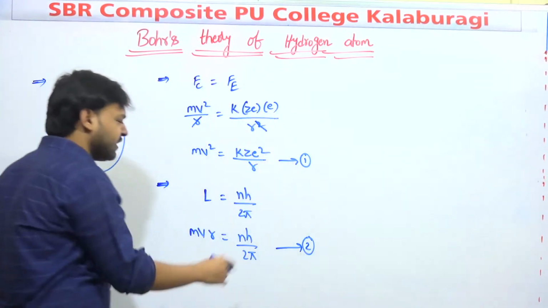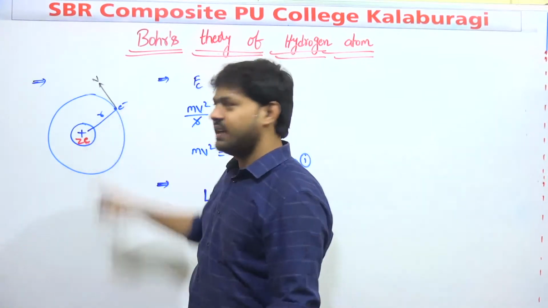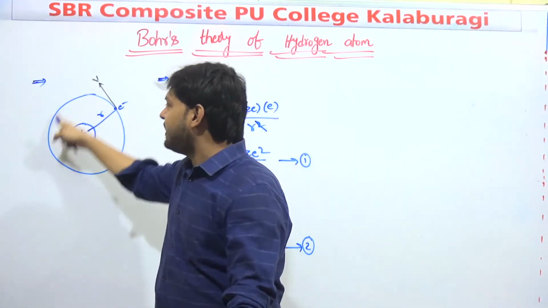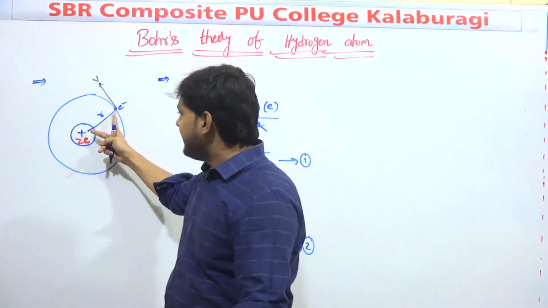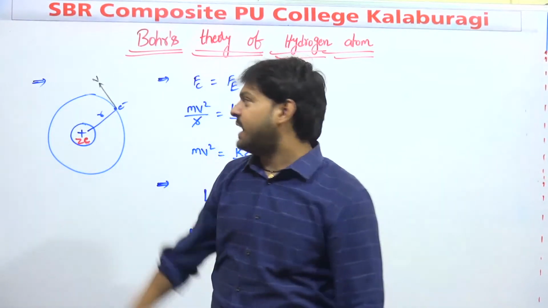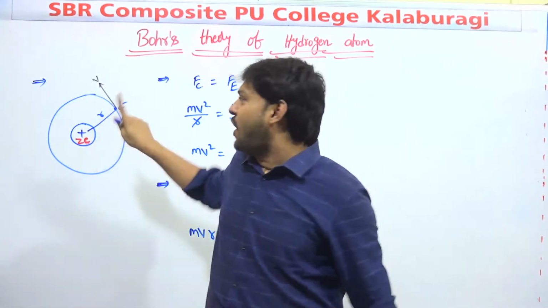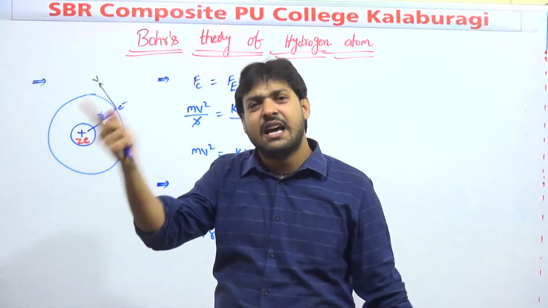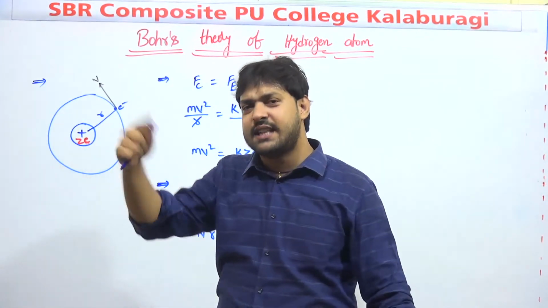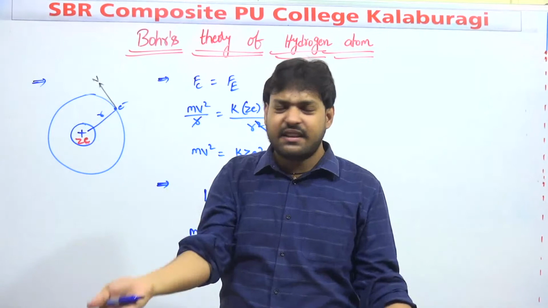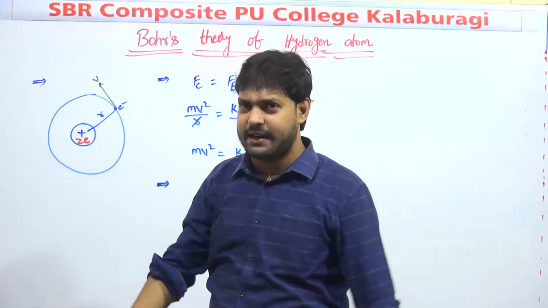So based on these two equations, we can derive whatever we want. We can derive the radius of the orbits, and the speed in that particular orbit. Try to write the points. We can calculate the radius of the orbit. You can calculate the velocity of the electron in that particular orbit. If orbit changes, radius changes, velocity also changes. Getting the point? Radius changes, velocity changes, frequency changes. Everything will change.